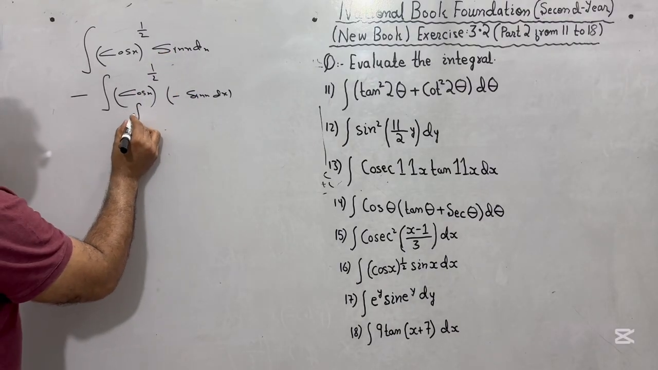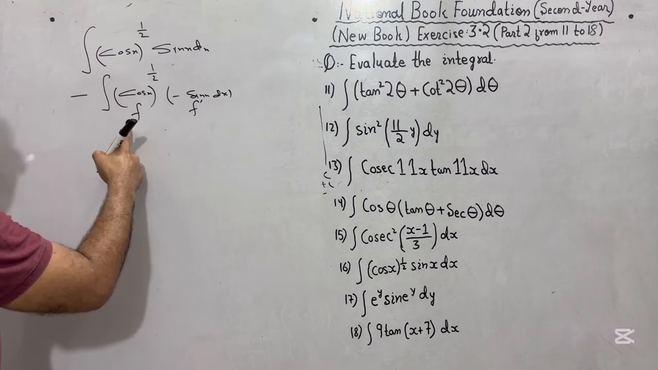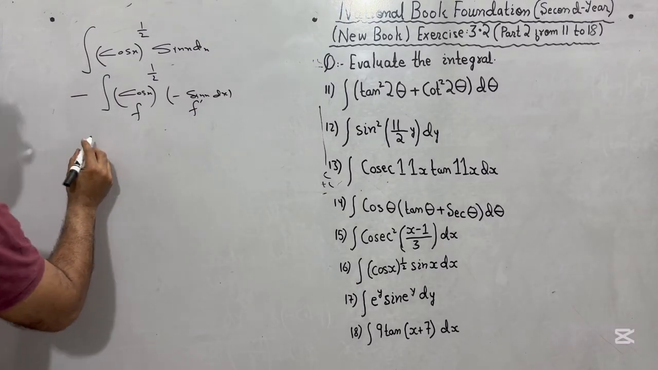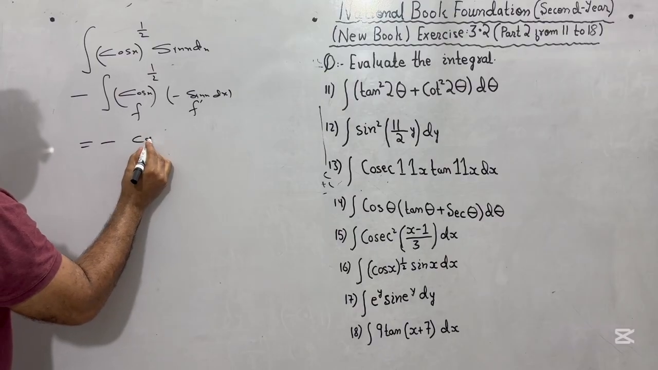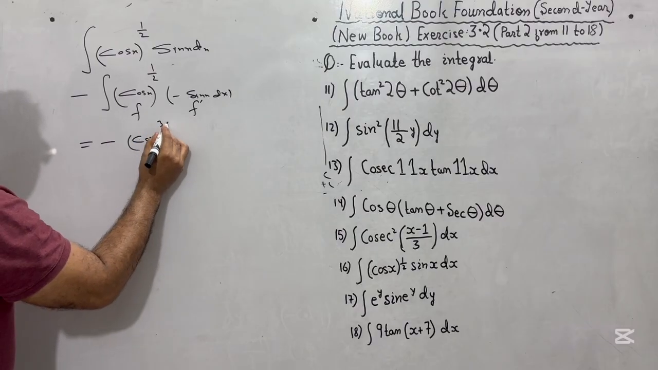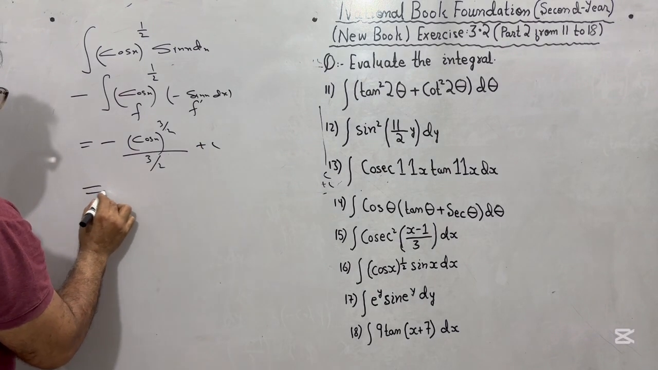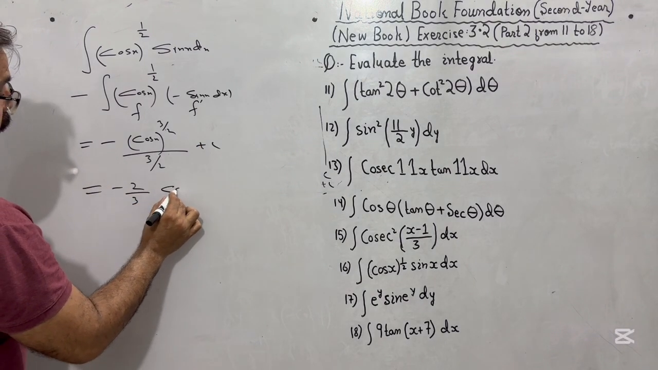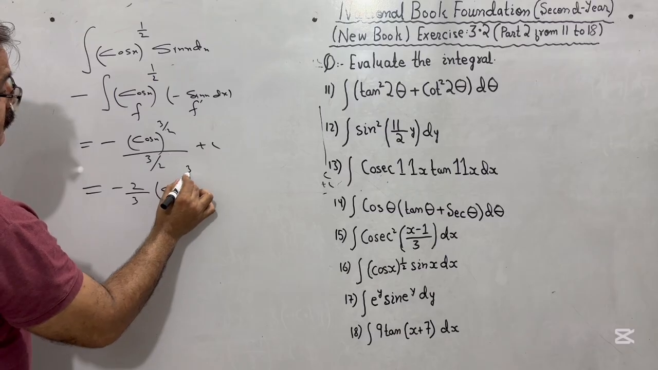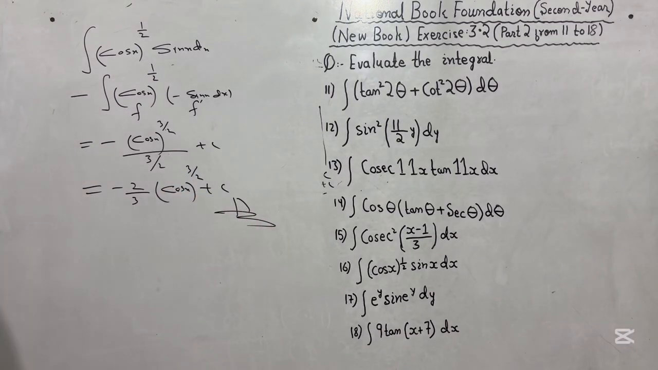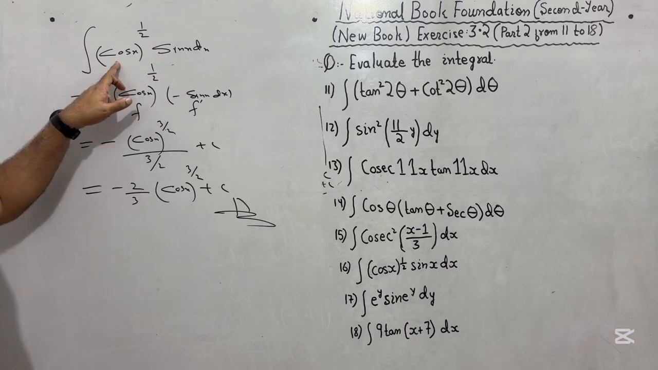So this is our function, and this is our differentiation: function, derivative. Add 1 to the power of the function. It will become 3 over 2, dividing by the same 3 over 2, plus c, or it can be written as minus 2 over 3 cos x raised to 3 over 2 plus c. It's our answer.